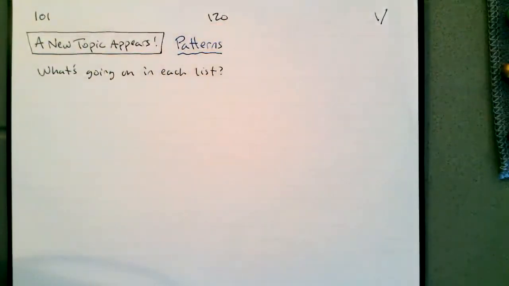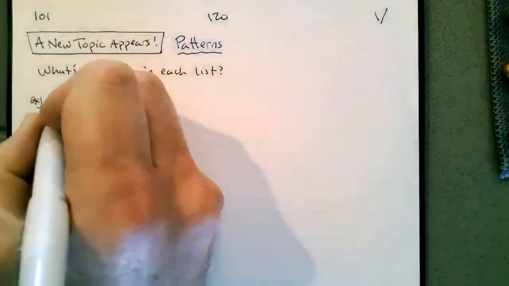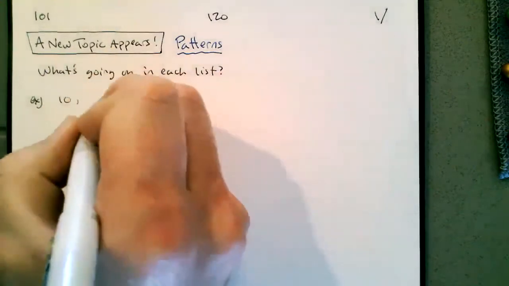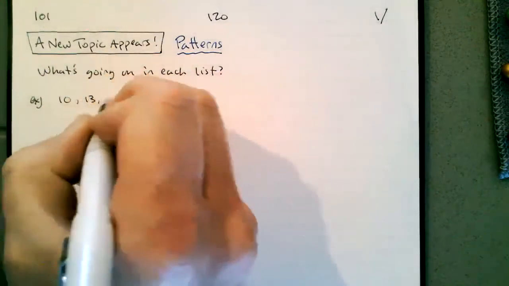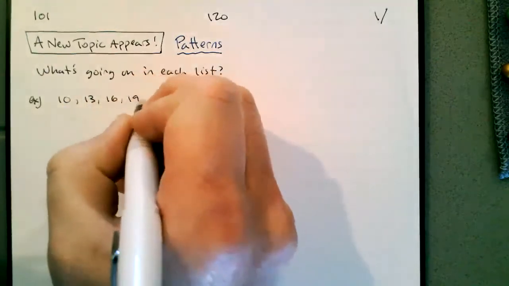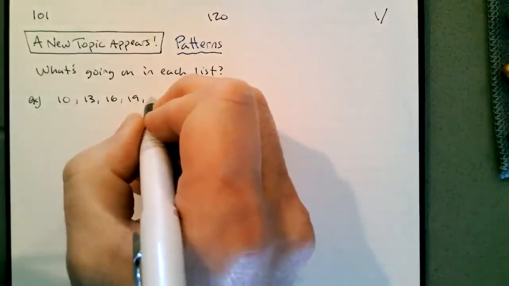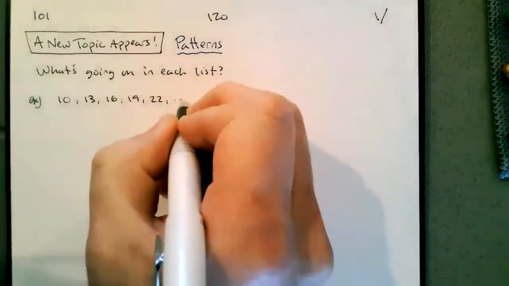We want to describe how things are changing in the list. So for example, let's suppose that I start off with 10, and then after 10, there's a 13. After 13, we go to 16. After 16, we go to 19. After 19, we go to 22, and then it goes on from there.